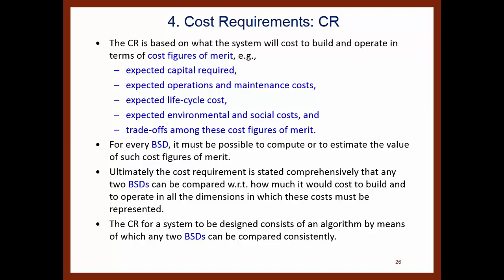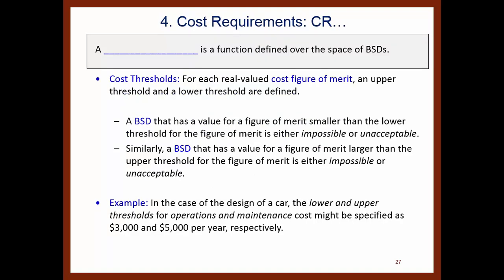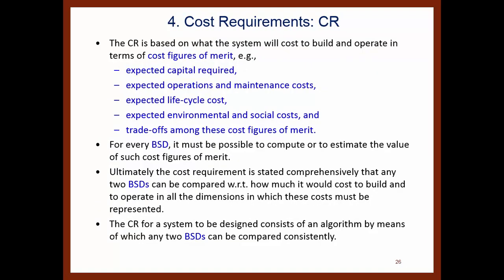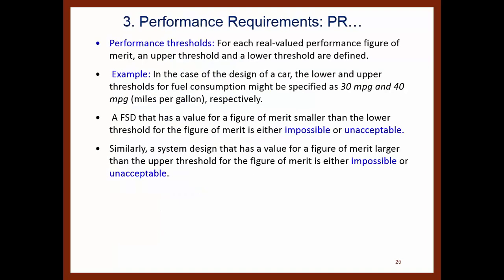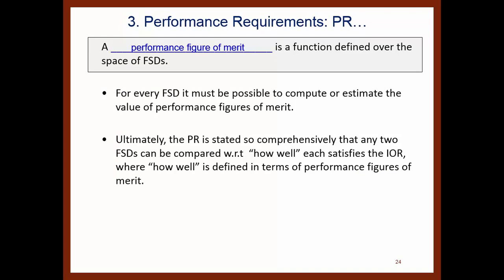Ultimately, the cost requirement is stated comprehensively, so any two buildable system designs can be compared with respect to how much it will cost to build and to operate in all dimensions in which this cost must be represented. The cost requirement for a system to be designed consists of an algorithm by which any two buildable system designs can be compared consistently. So we use the cost requirements to compare buildable system designs, and we use the performance requirement to compare, again, also buildable system designs.